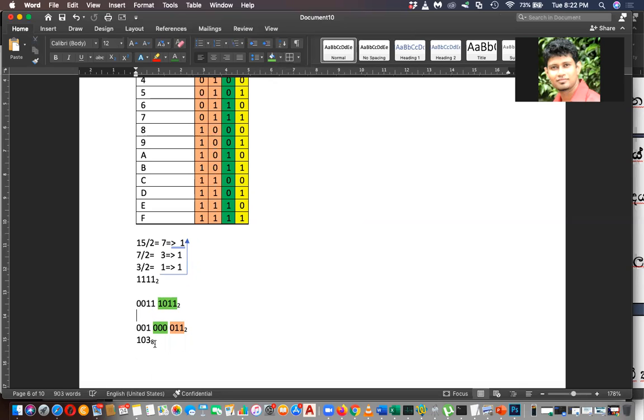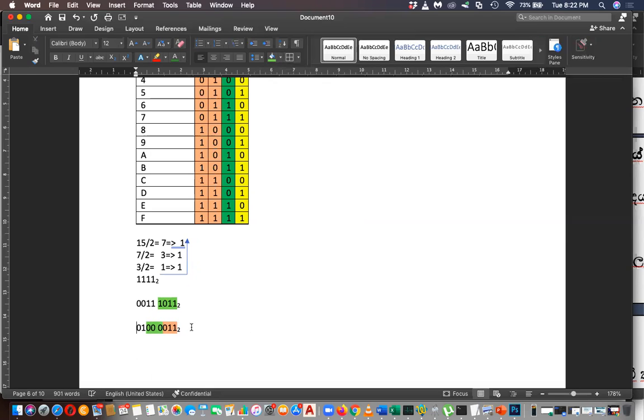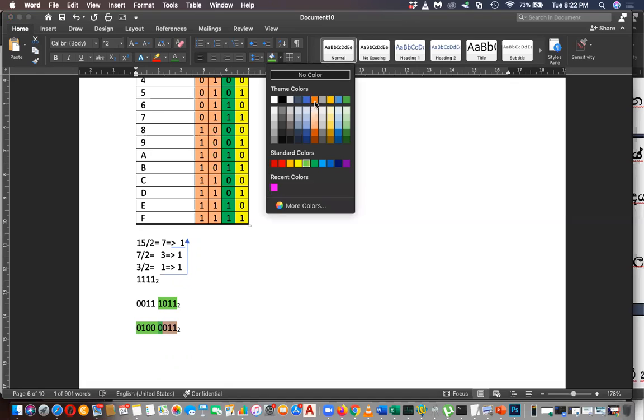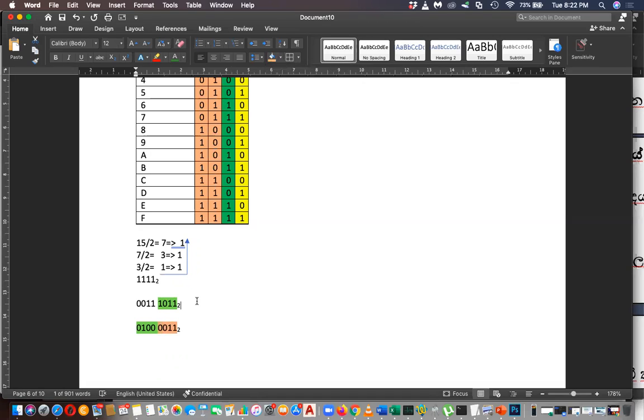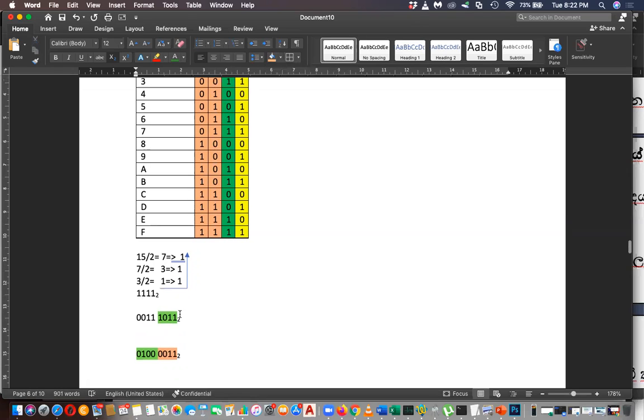Now you can tell me the value. Here also, let's highlight this 4, and the next 4 is 1 0. Let's highlight in green color, and let's highlight this 4 in some other color. Okay, now you can tell me the value. This one, what is the hexadecimal value? It's 0011 1011.